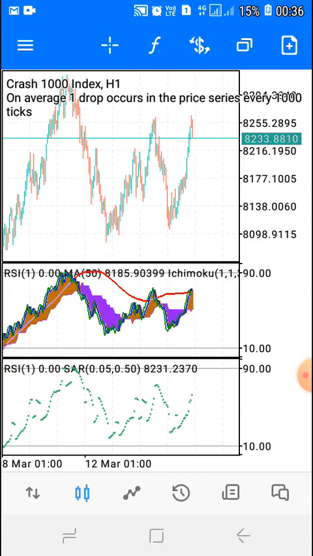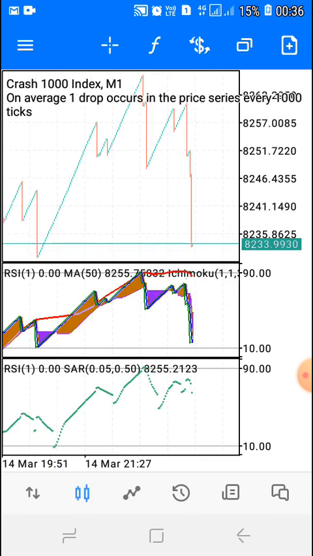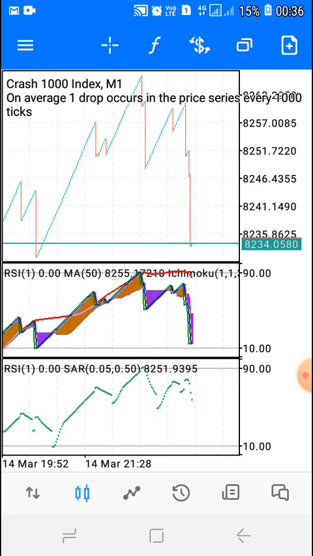And as we know, on Boom 1000, when the market is trending in a downtrend, we are looking for sells. So on Crash 1000, we do the exact opposite. If the market is moving in an uptrend, we are only looking for buys, because on Crash 1000 on the 1 minute time frame, we can actually see if it is moving in a downtrend, spikes happen.